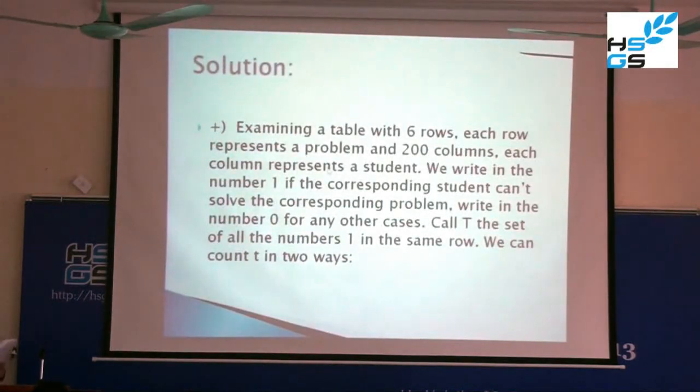Here we have a solution. Examining a table with 6 rows, each row representing a student, we write in the number 1 if the corresponding student can't solve the corresponding problem. Write in the number 0 for any other cases. And call T the set of numbers 1 in the same row, and we can count T in 2 ways.